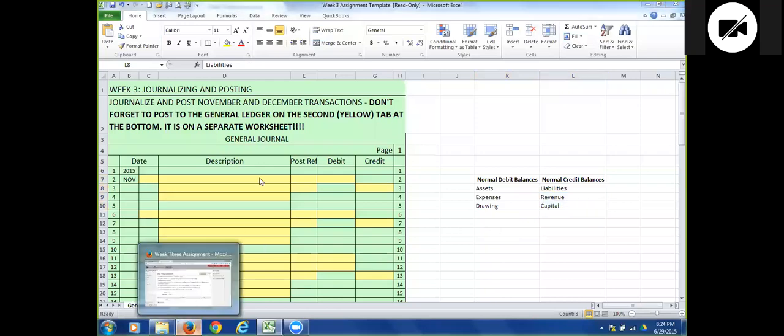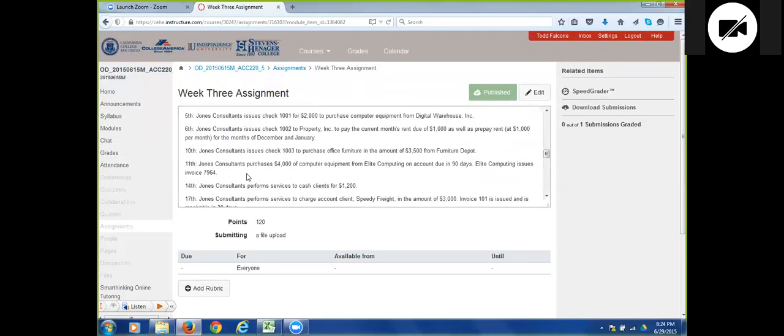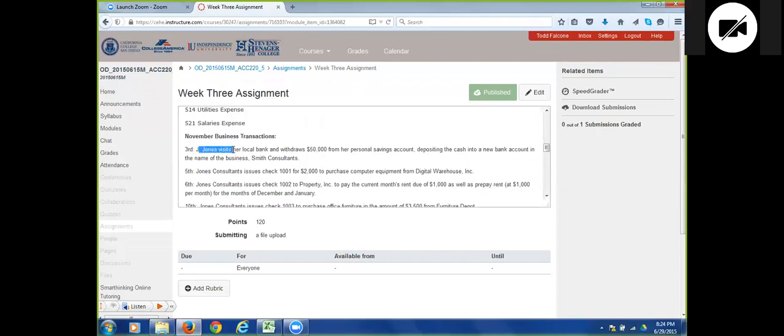So you have to look at each individual transaction and identify what accounts are going to be affected. So let's take a look at the first one. And these November ones are exactly the same as last week's transactions. So if you did last week's transactions correctly, then you should easily be able to put these in general journal form.